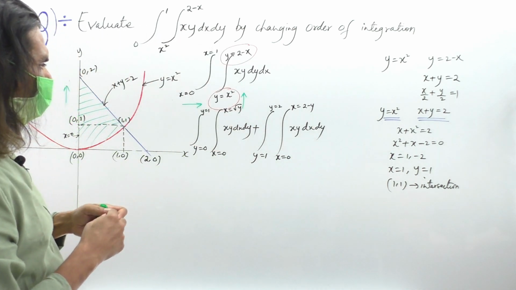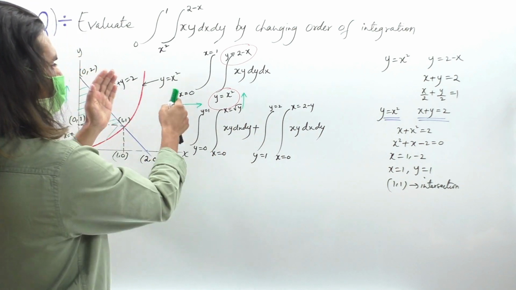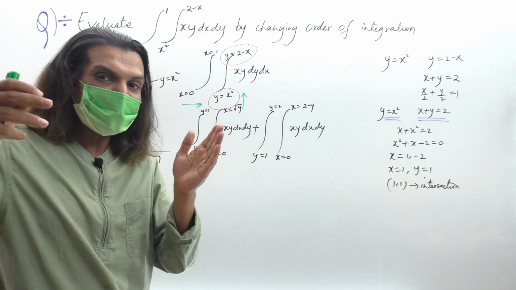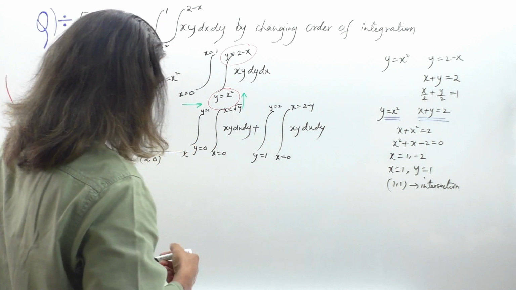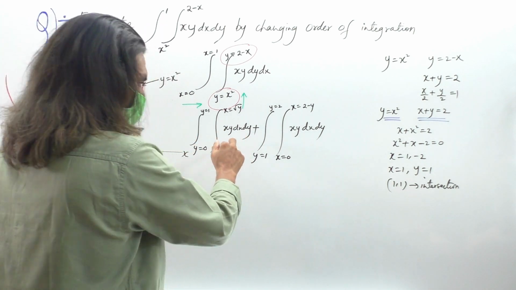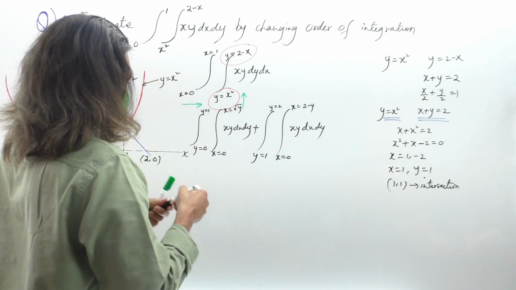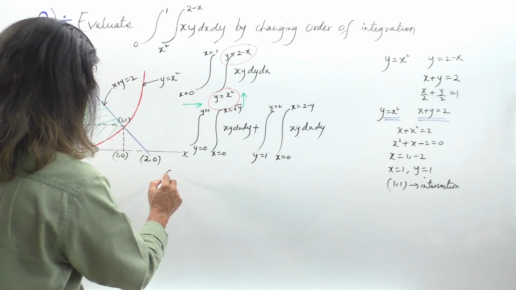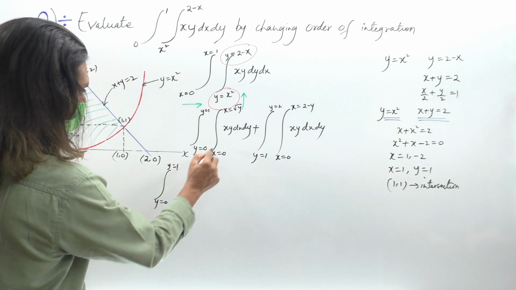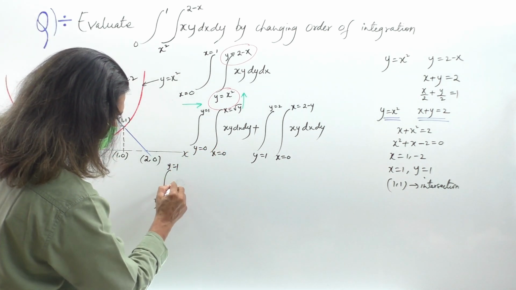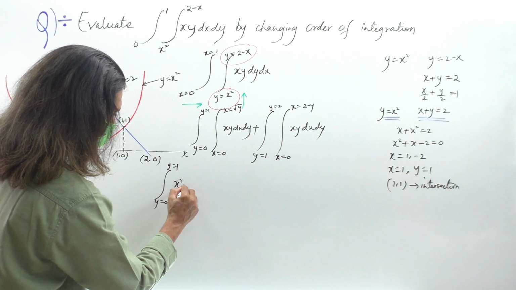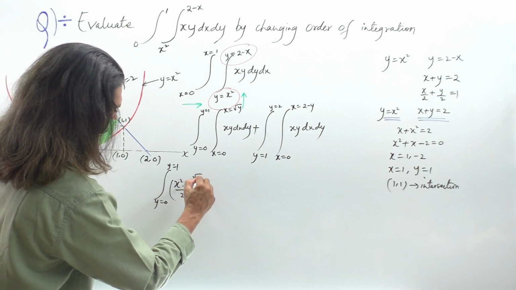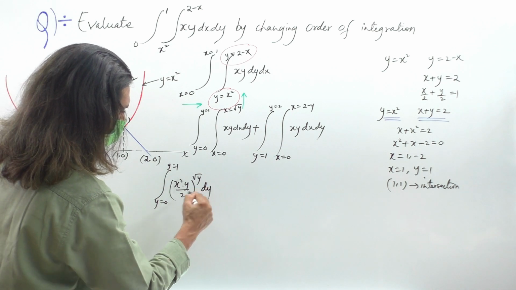So we have changed the order here. The order was x and y, we changed to y and x. Now we have to integrate this and get the solution. Okay, so let's do it now. First we need to integrate with respect to x. Outer limit as it is, y is equal to 0 to y is equal to 1. Integration of x is x square by 2. So x square into y by 2, and the limits are 0 to root y, dy.